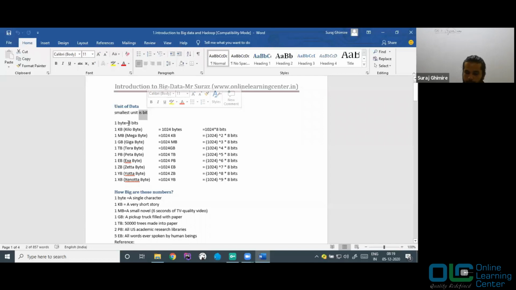Now, as we all know, 8 bits make 1 byte, and 1024 bytes make 1 kilobyte. Larger than a kilobyte, you have megabytes, then gigabytes, terabytes, petabytes, exabytes, zettabytes, yottabytes, and then zenotabytes. Beyond that, I don't know. When we come into that era, we will see more terminologies. This is how the data is structured, so that you understand what 1 GB, 1 MB, 1 TB, 1 PB, and so on are.